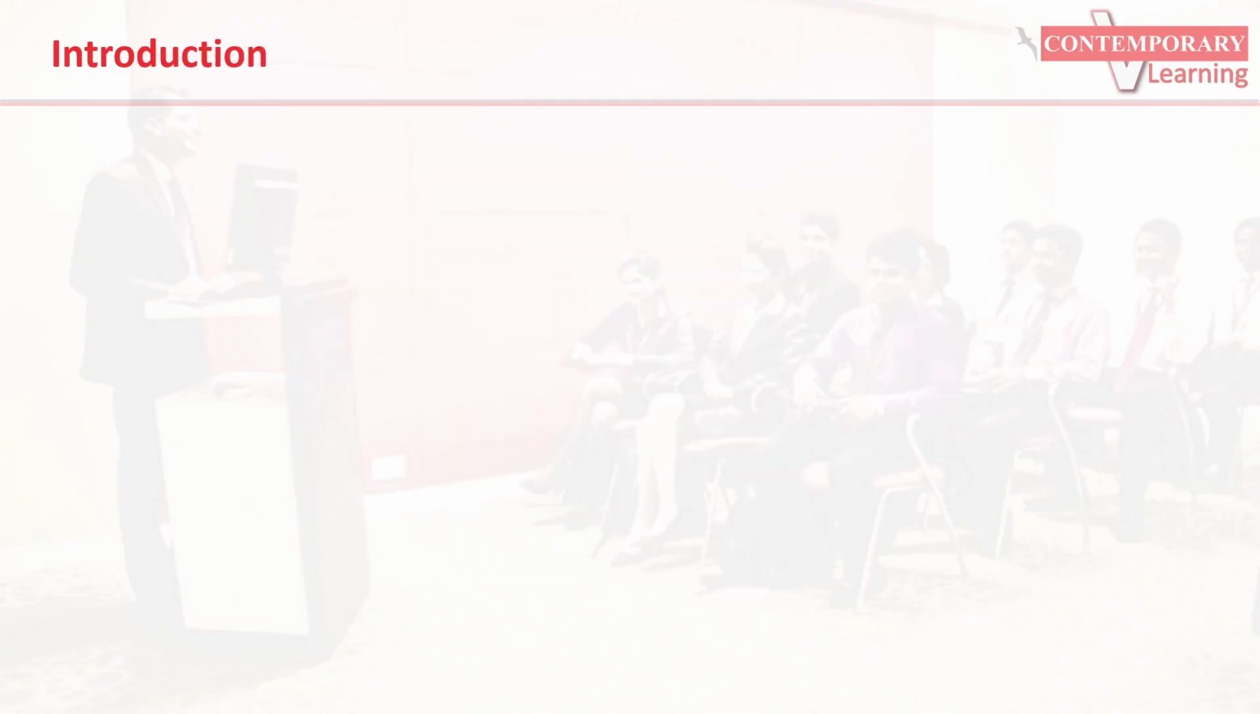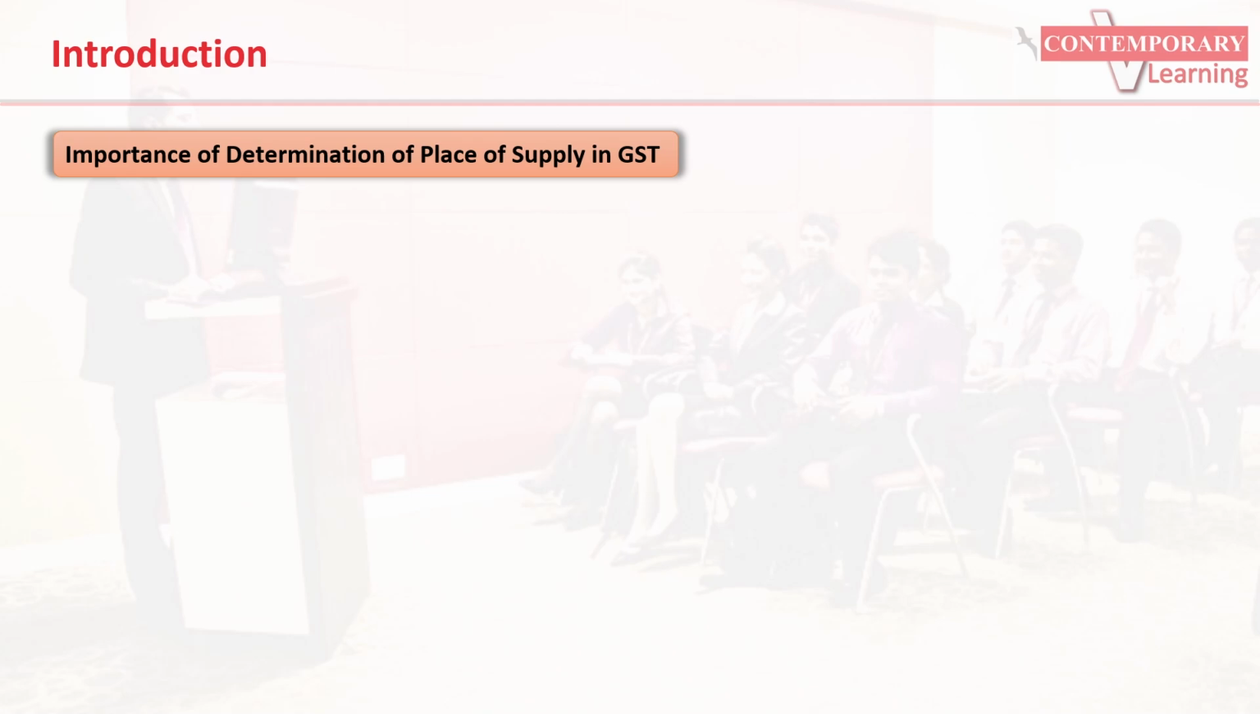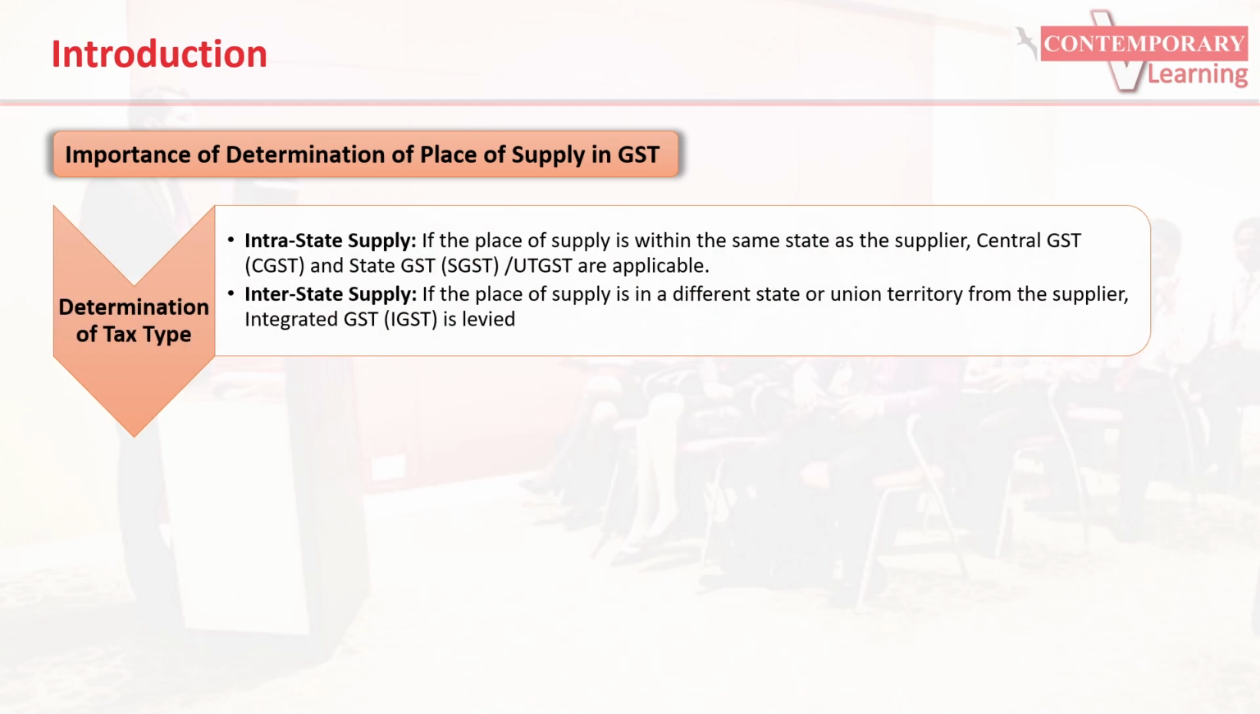Now you might wonder, why is determining the place of supply so important in GST? Well, there are several critical reasons. First, it determines the type of tax you'll pay. If your place of supply is within the same state as your business, you'll pay CGST and SGST or UTGST. This is called intra-state supply. But if the place of supply is in a different state, you'll pay IGST. This is interstate supply.